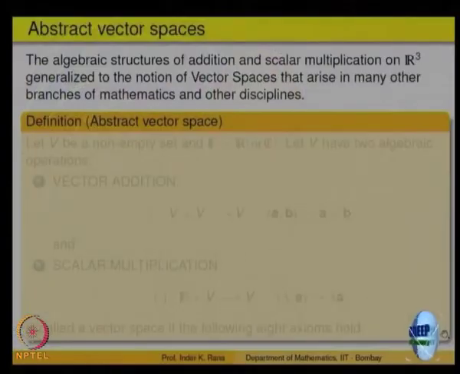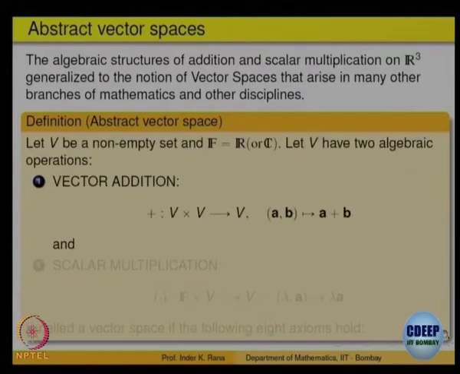So, let us begin with the structure called vector space. The prototype for a vector space is Rn, where there are vectors, you can add vectors, and you can scalar multiply vectors with various properties. So, a vector space V is a non-empty set, and we will denote by F the real numbers or the complex numbers. On the set V there are two algebraic operations defined.